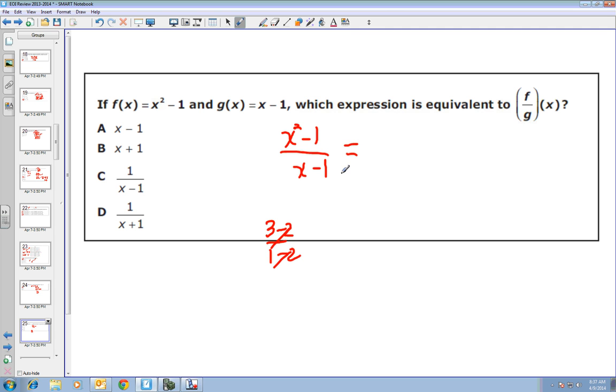Okay, but I can do what to the top? Well, x squared minus 1 factor. This is the difference of squares. So look, this will factor as that. So you have to factor anything that can be factored first. This was the difference of squares. So now what's going to cancel? My x minus 1's, and x plus 1 is my answer.